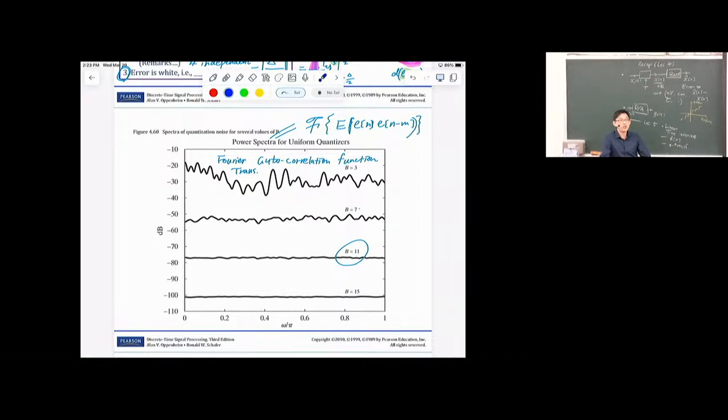So I'm just quickly telling you a fact that the Fourier transform of the autocorrelation function is the power spectrum. This page really shows us some results of measuring our quantization error signal, then shifting it, multiplying, and taking the expected value. That's the autocorrelation function right here. Okay?